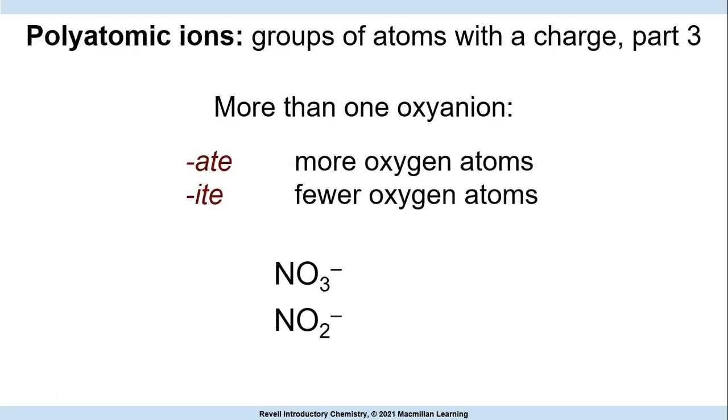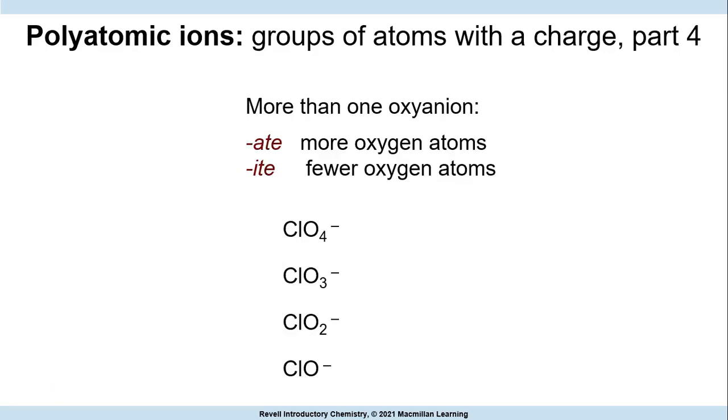So -ate for more oxygen atoms, so nitrate. Then -ite for fewer oxygen atoms, we have nitrite. So this is how you name the polyatomic ions. Now, this is another example. For more than one oxyanion, we will have -ate for more oxygen atoms and -ite for fewer oxygen atoms.